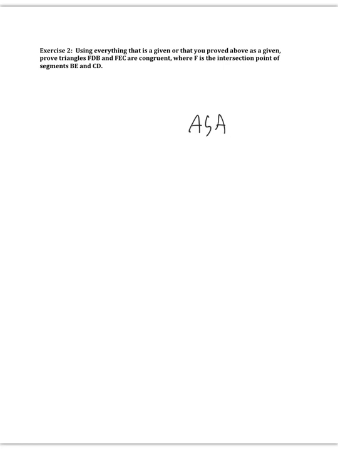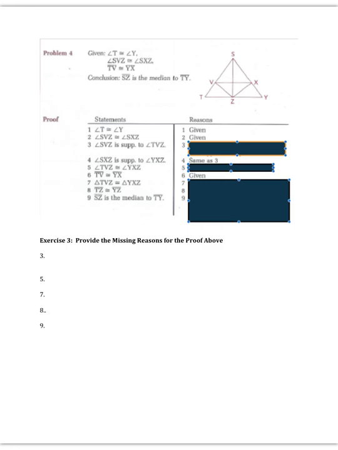Okay. For our next exercise here, you were asked to supply the reasons here. So we want to find the reason for why SVZ is supplement of TVZ. So we have this angle here, and then we have this angle here, and the question is why they're supplements. And the reason for that is that linear pairs form supplements. You do not need to prove that they're linear pairs. You just need to assume that from the diagram.